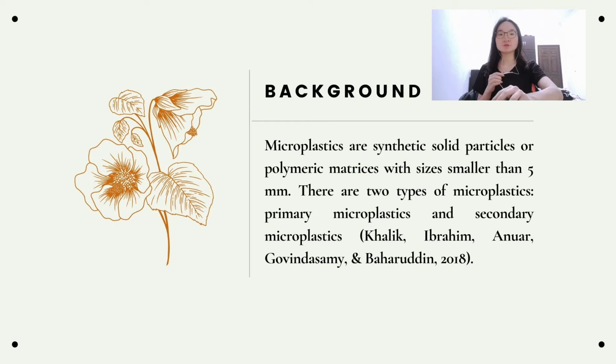Microplastics are synthetic solid particles or polymeric matrices with sizes smaller than 5 mm. There are two types of microplastic: primary microplastic and secondary microplastic. Primary microplastics are manufactured to be small in size, whereas secondary microplastics are manufactured in the size of larger than 5 mm. However, degradation of the plastic over time produces the smaller size of secondary microplastic.